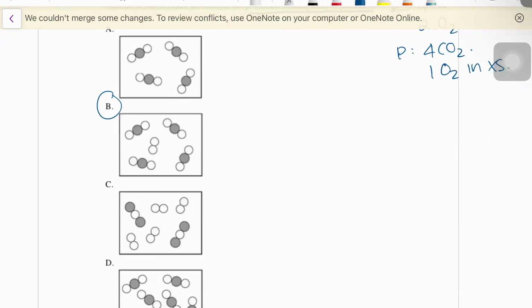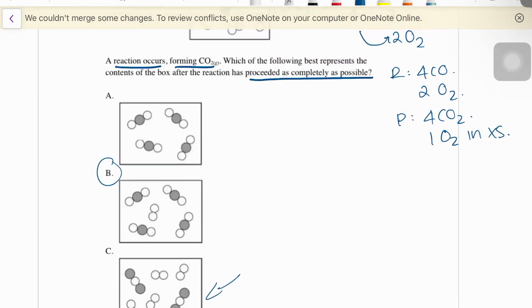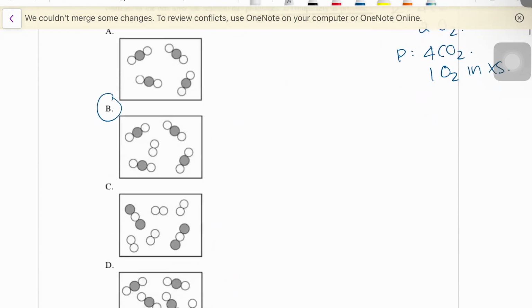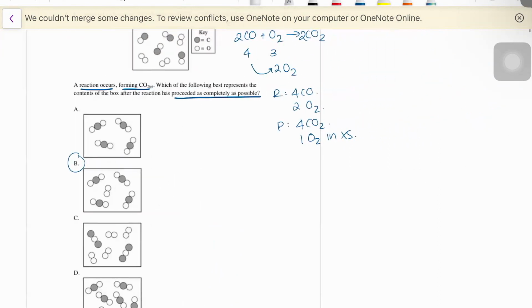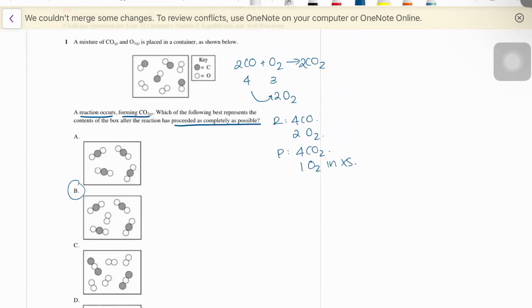The other ones aren't the answers. This one forms way too many CO2s. This one doesn't form enough CO2s, and this one only forms CO2 as well. Okay, so this first option up here neglects the fact that there's some leftover O2. And if there was an option with the CO still in it, that means that the reaction has reversed to form some of your CO, and that would be a reversible reaction instead. In this case, it's not. So read your question carefully to figure out whether or not it's a static equilibrium or a dynamic equilibrium.